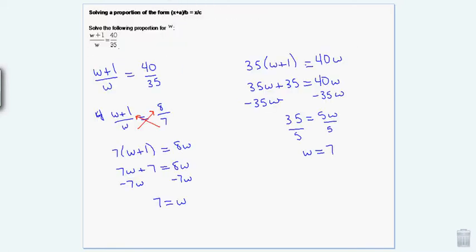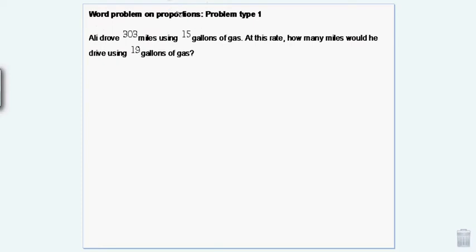Okay. Now, here we have word problems involving proportions. There are two ways to do this. We can set up a proportion and solve this problem algebraically, or we can solve it without using any algebra at all. So let's talk about the proportion.